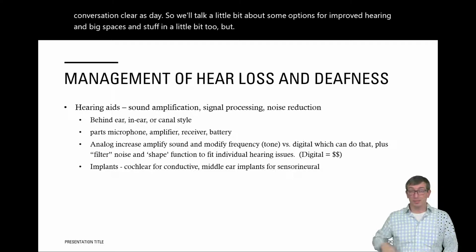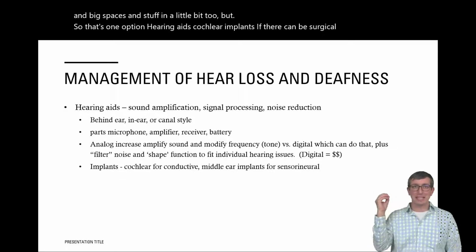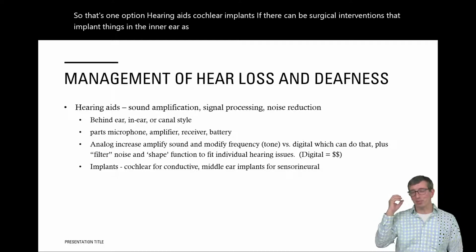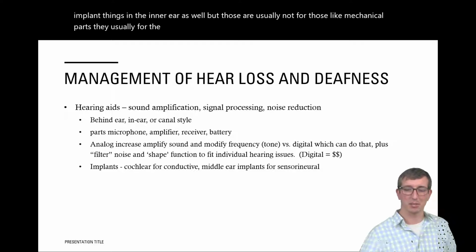So that's one option: hearing aids, cochlear implants. There can be surgical interventions that implant things in the inner ear as well. But those are usually not for the mechanical parts. They're usually for the sensorineural issues that may come up too.